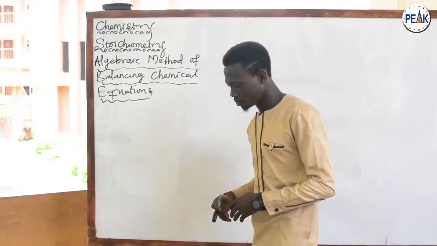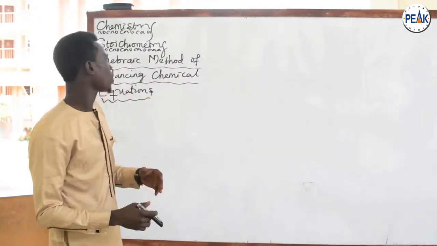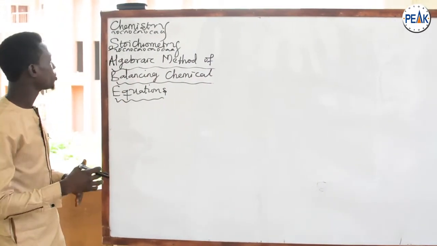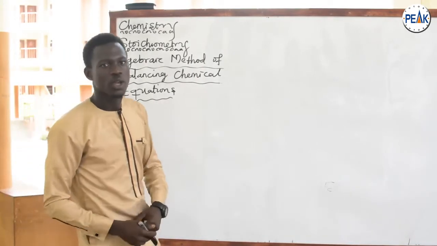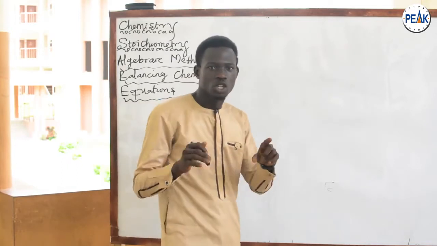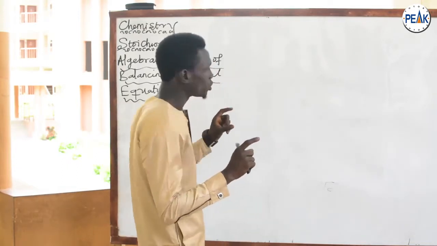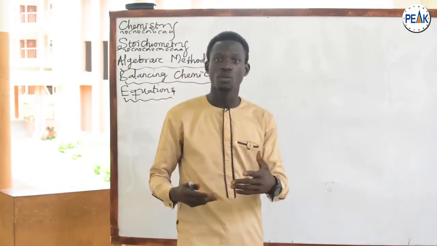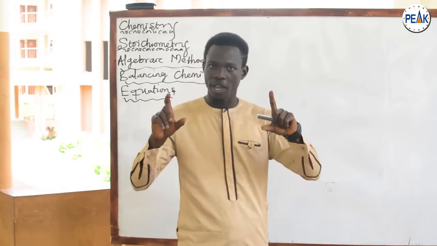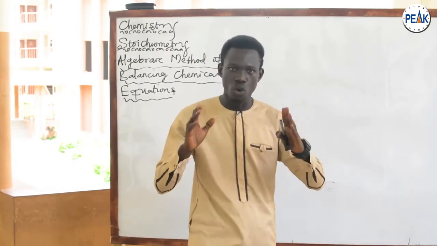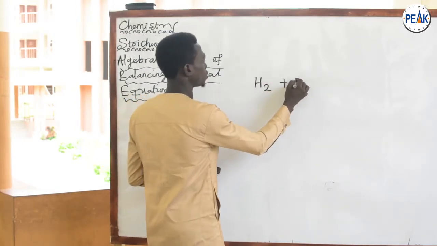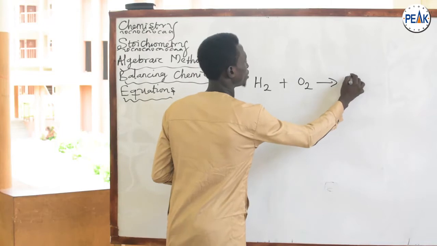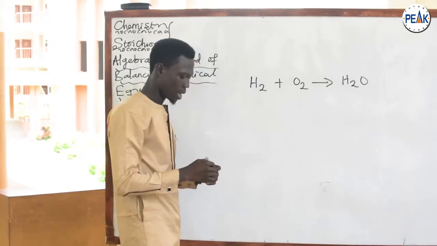Today's episode of Made Easy Clinic, we're going to be talking about the algebraic method of balancing chemical equations. Of course, when you are given certain equations to balance, you have different approaches towards balancing them. There are some equations that when given to you, just by investigating them, you know how to go about it. Imagine I have H2 reacting with oxygen to give me H2O.